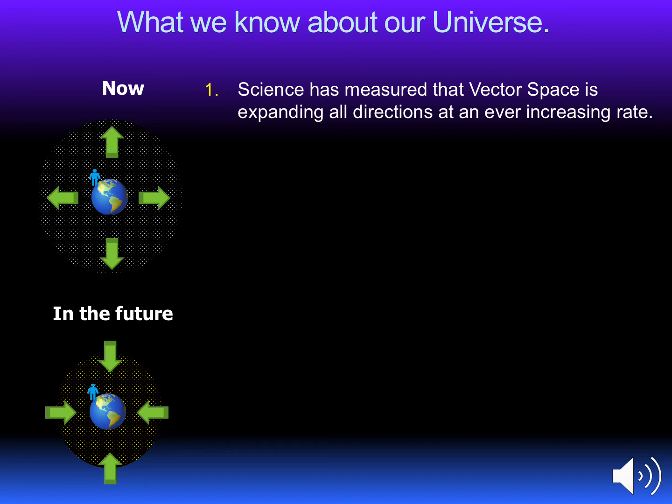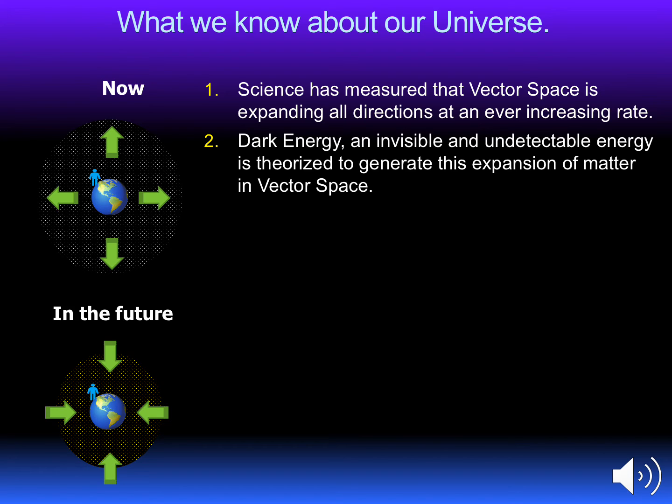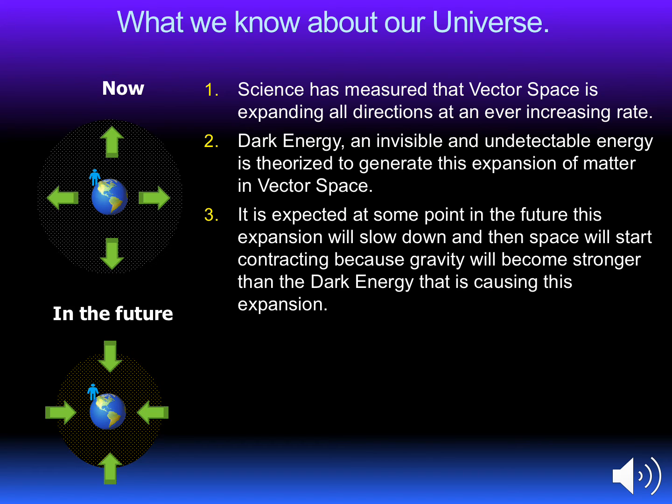Science has measured that vector space is expanding in all directions at an ever-increasing rate. Dark energy, an invisible and undetectable energy, is theorized to generate this expansion of matter in vector space. It is expected that at some point in the future this expansion will slow down, and then the space will start contracting because gravity will become stronger than the dark energy that is causing this expansion.